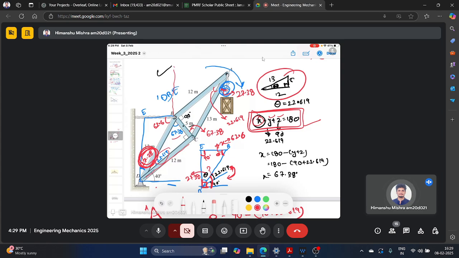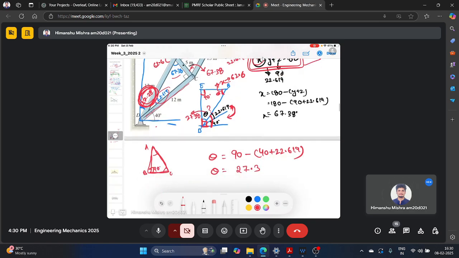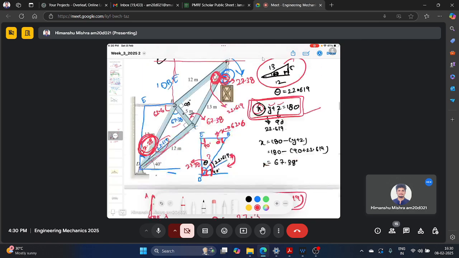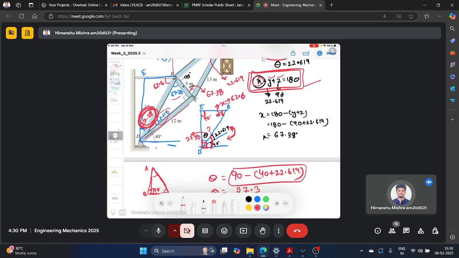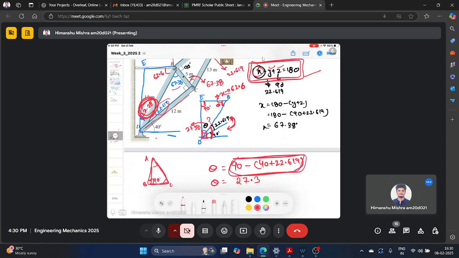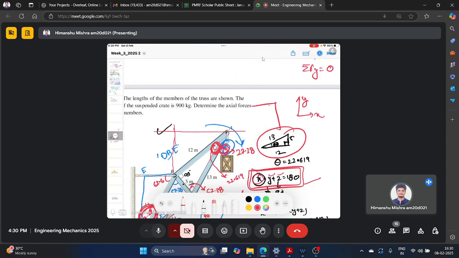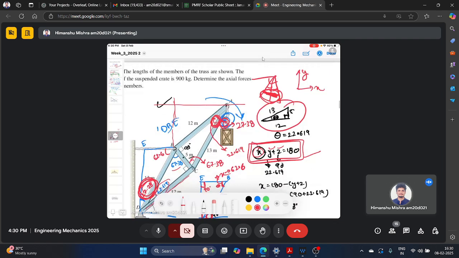So you can make another triangle here, right? So you know this angle, you know this angle also. So the remaining angle is just 90 minus 27.38 plus 22.619, like we did here. So it is like you have 90, and you know this angle, you know this angle, so it will be 90 minus this angle, 90 minus this angle. So when you do that, it will come out to be 40 here. This is 90, and this will become 50.